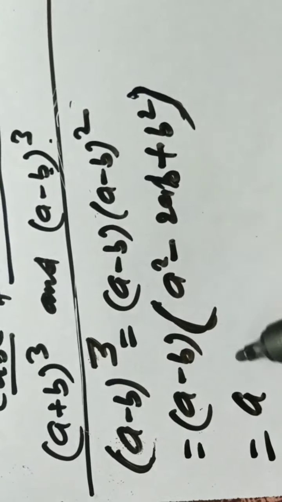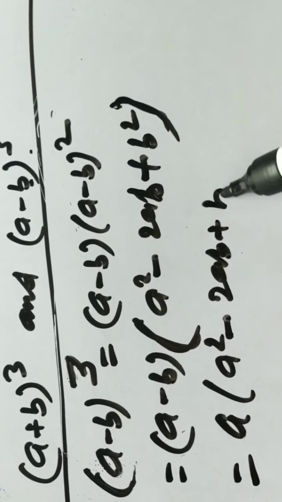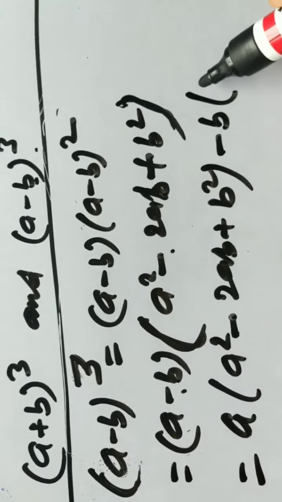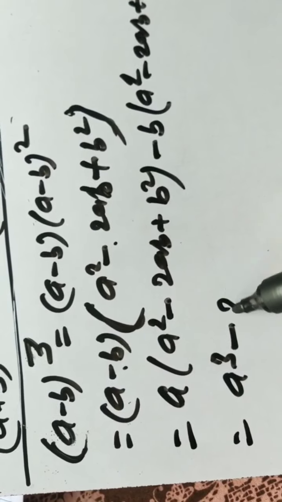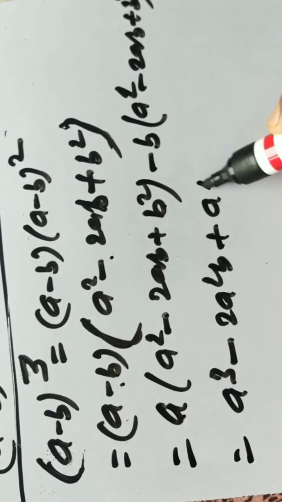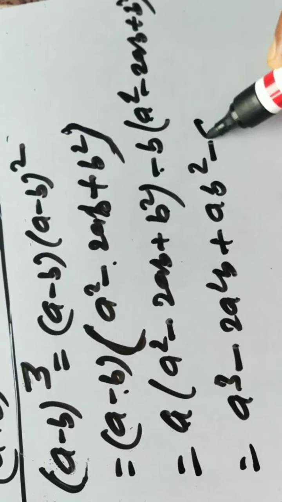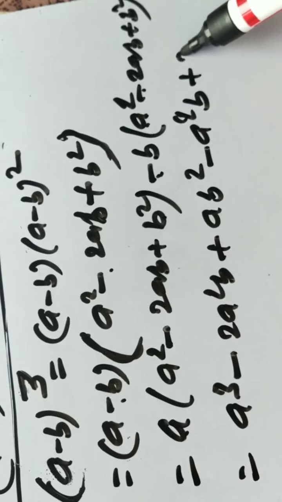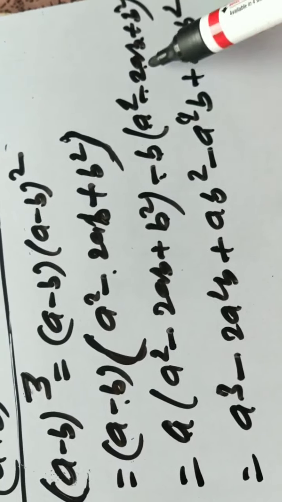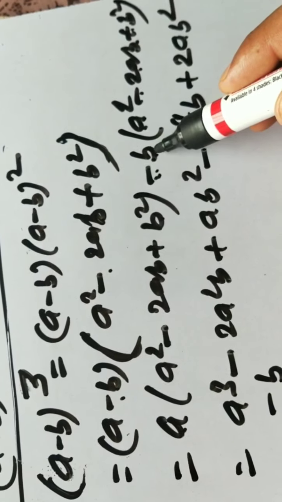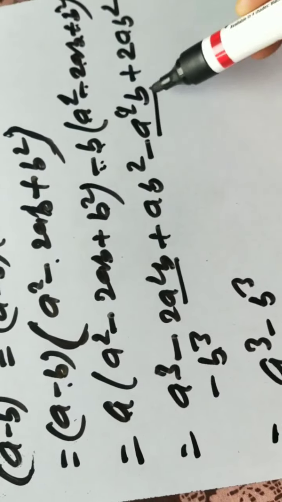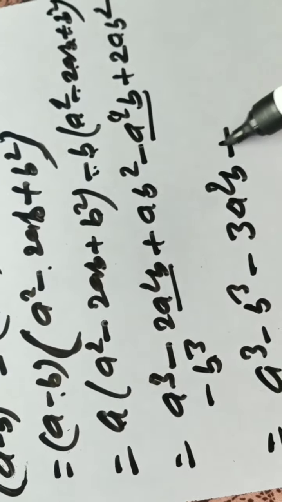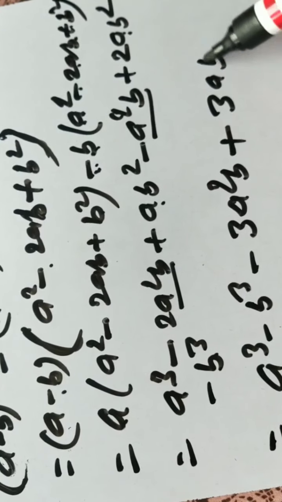First multiply a with a² − 2ab + b², and then minus b with a² − 2ab + b², and multiply it. a³ will be here, minus 2a²b, then ab², minus a²b, plus 2ab², and minus b³. Now a³ is here, minus b³ is here, and −2a²b − a²b will be −3a²b, and ab² + 2ab² will become 3ab².